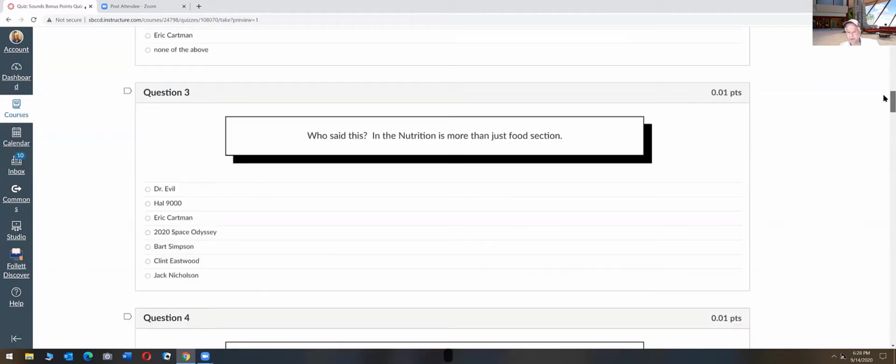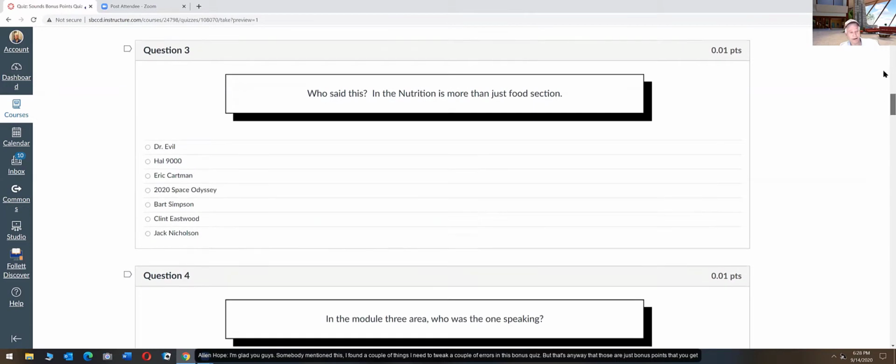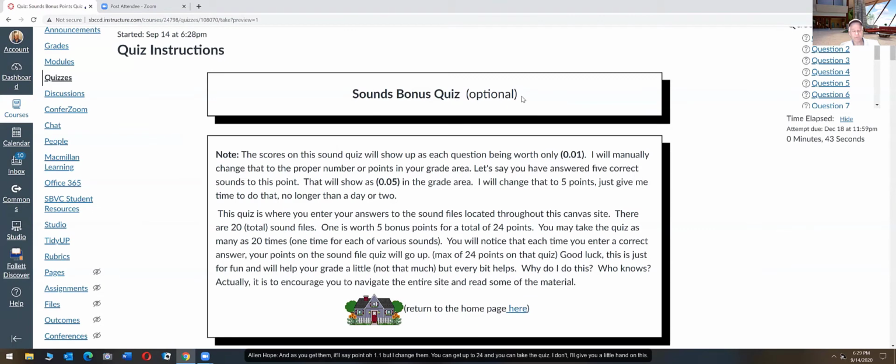Maybe it was here. Nutrition is more than just food section. That's it, right here. Everybody see that? Question 3. That's the answer on this one. So you can say, okay, I can enter that, and then enter the others you have. But anyway, you kind of get the idea. I'm glad somebody mentioned this. I found a couple of things I need to tweak, a couple of errors in this bonus quiz. But anyway, those are just bonus points that you get.